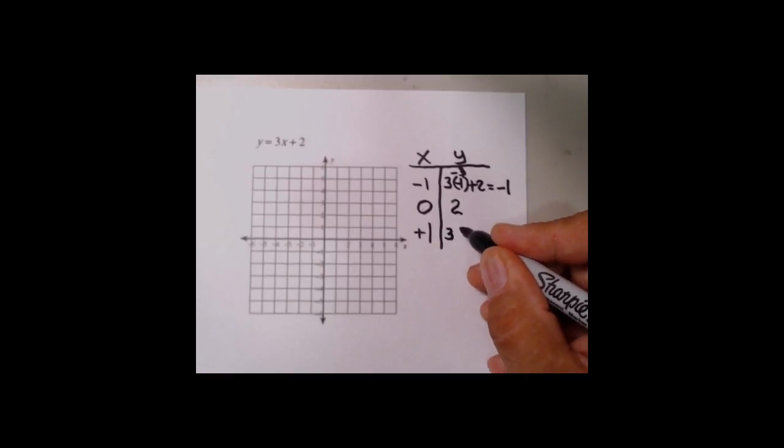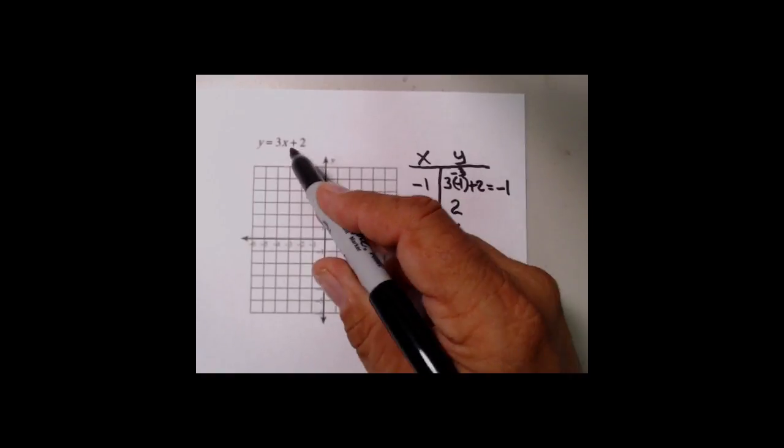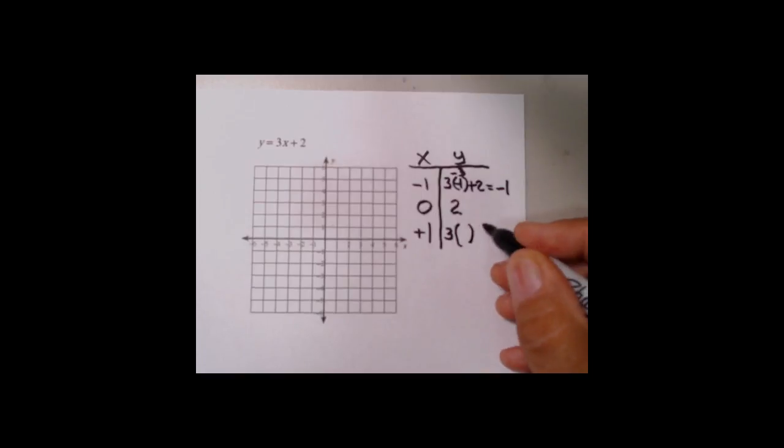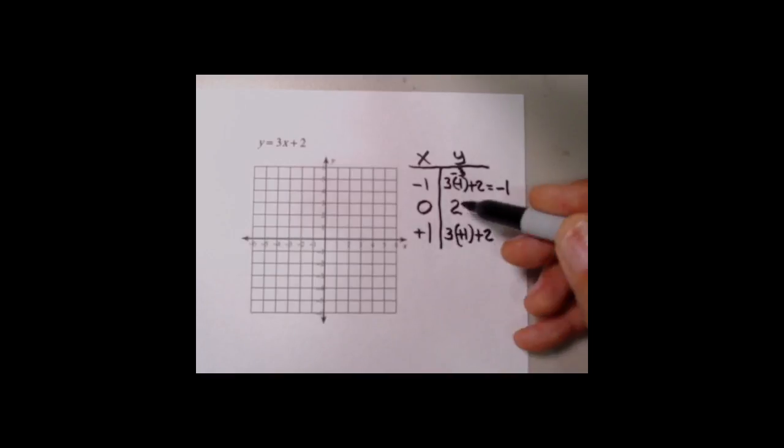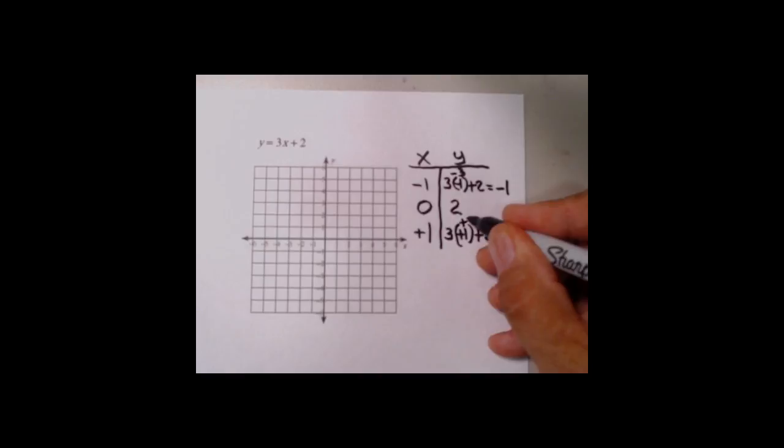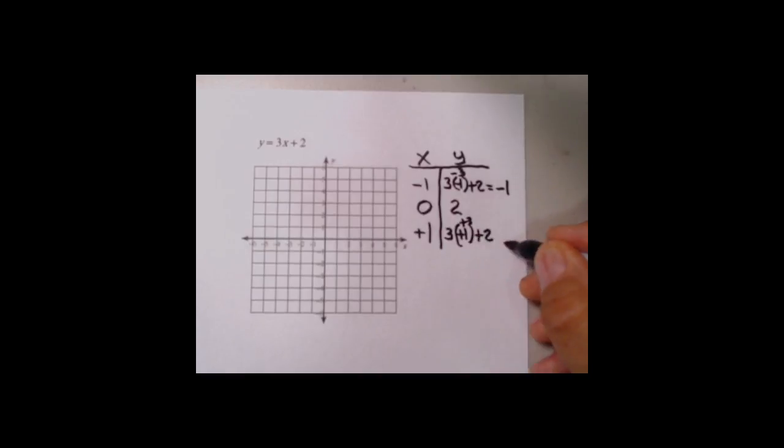Down here where we have +1, once again I'll go to the original equation, make a hole for the x, write everything else back down the same, and put in the +1 that we decided to use for this row. So this is +3 here. When we multiply these together, +2 equals 5. So here are the 3 xy pairs.